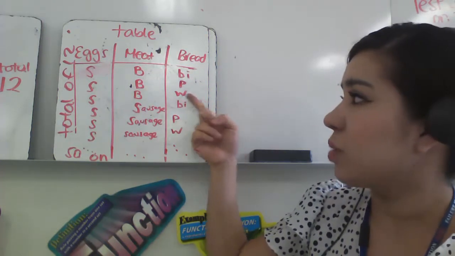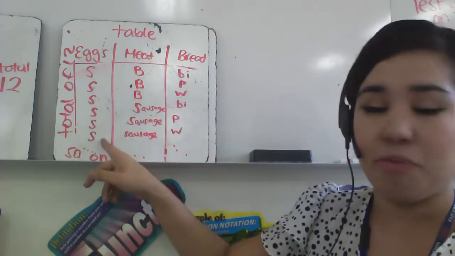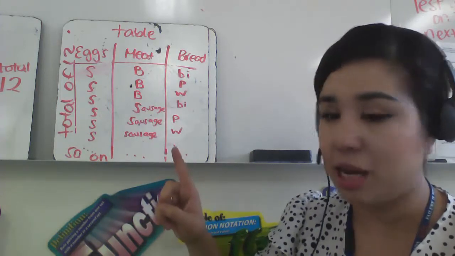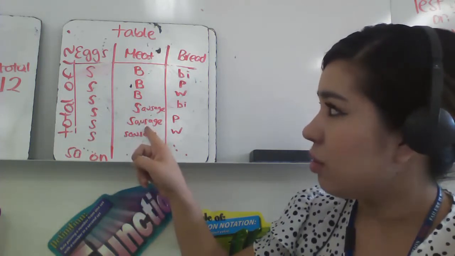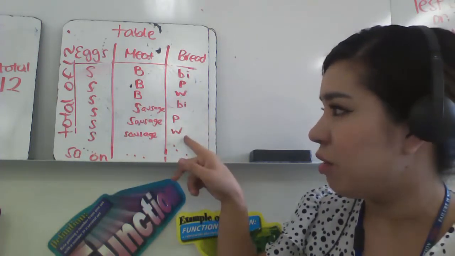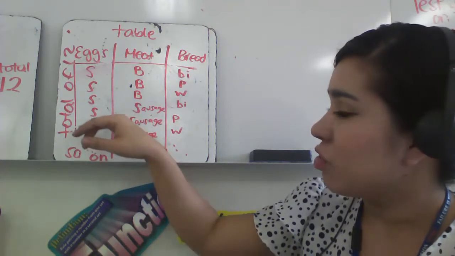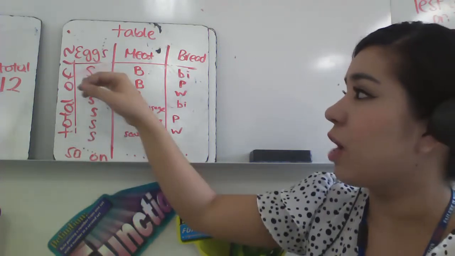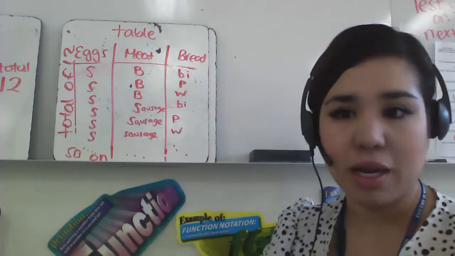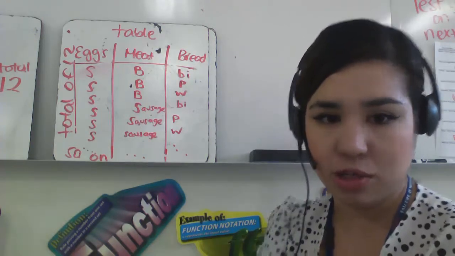Then to go to the next one, I changed what meat I wanted. I changed it to sausage. I still kept the eggs the same though because I need to make sure I'm only changing one thing at a time. So I changed the meat and I got sausage with scrambled eggs, biscuits, pancakes, and waffles. And I would continue. Then I can change the eggs to be fried. So fried with bacon and then biscuits, pancake, waffles, and so on. And you would also end up with a total of 12 different combinations.